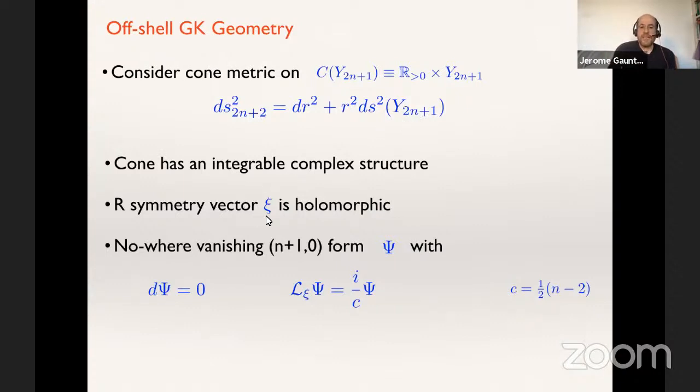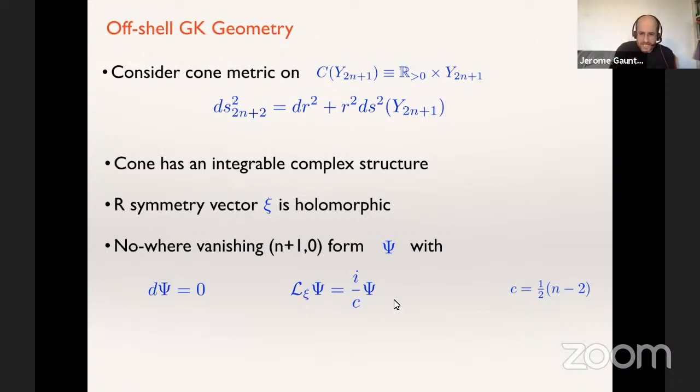The R-symmetry vector is a holomorphic vector field on this cone. This cone has a nowhere vanishing (n+1,0)-form that's closed. And the R-symmetry has, and psi has a particular charge with respect to that R-symmetry. So this should be reminiscent of the conditions we put in back in the Sasaki-Einstein story, and it's almost exactly the same with a few small differences. So we have that structure.